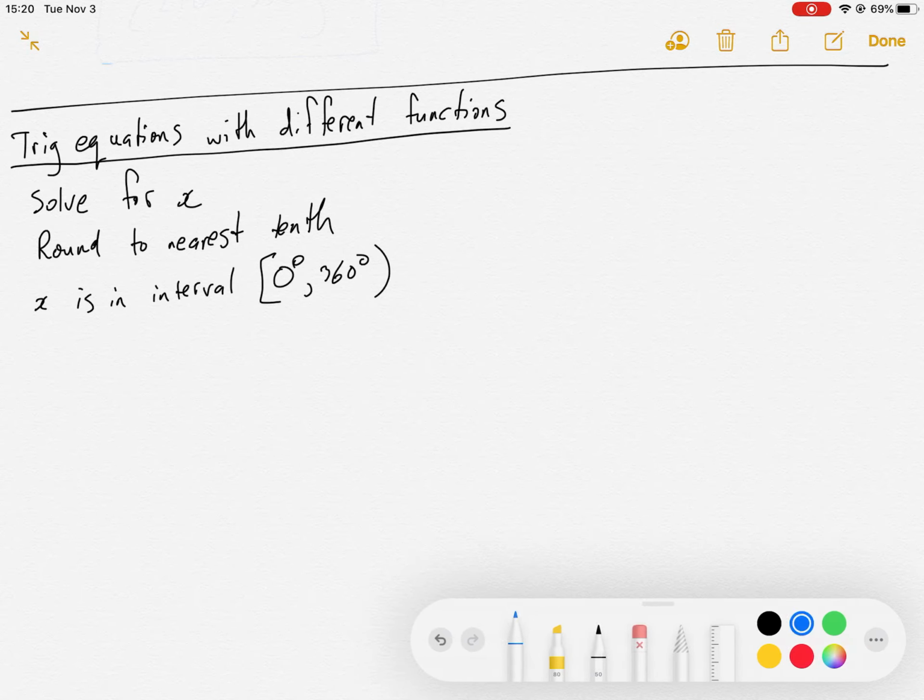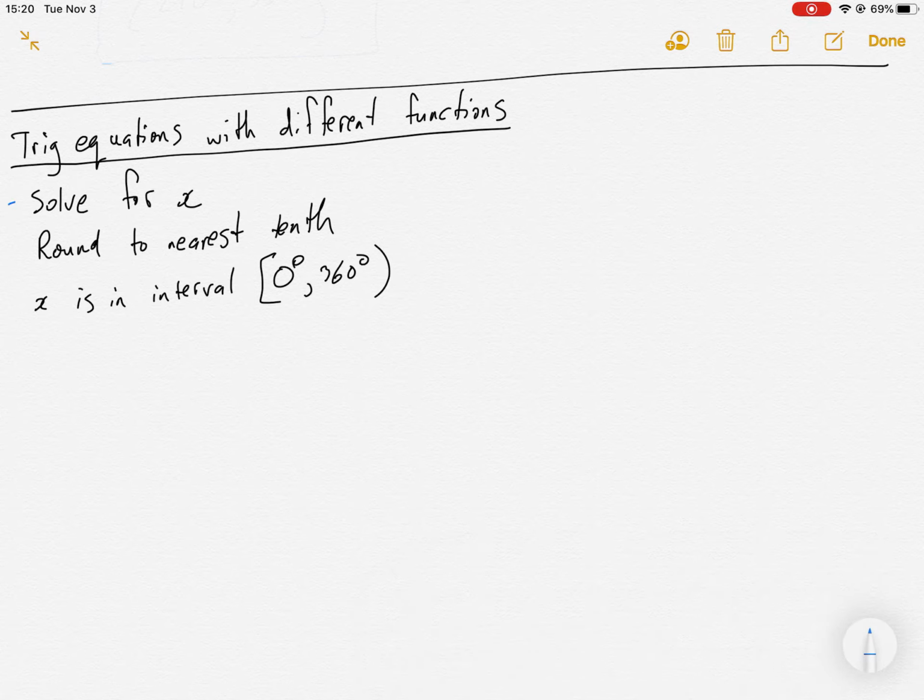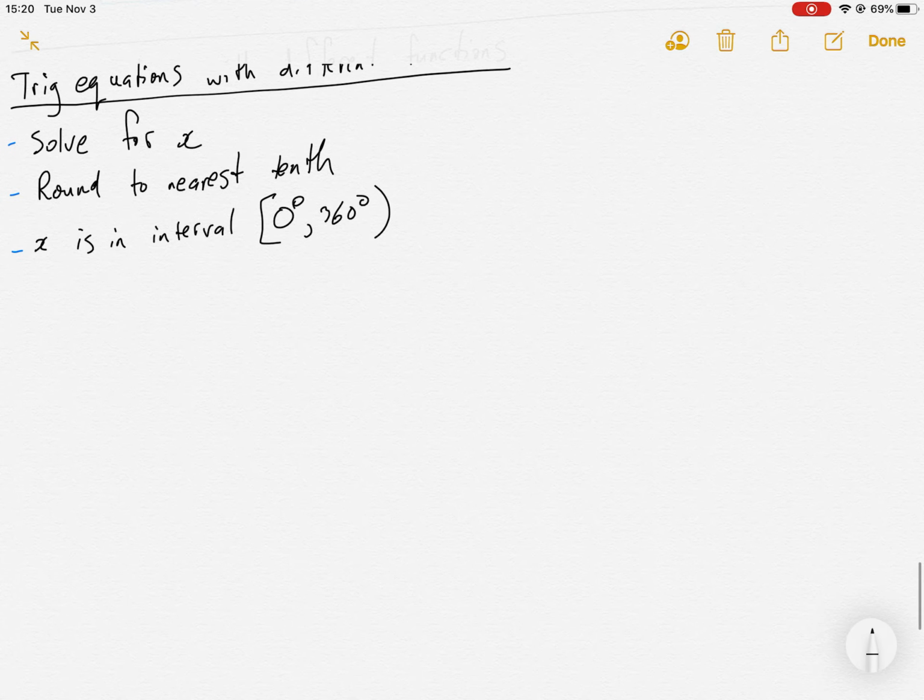Okay, so in the last video, we're going to talk about trig equations with different functions in them. So not just single tangent, sine, whatever it might be. We're going to use a couple different ones. Once again, we'll be solving for x. We're going to round to the nearest tenth of a degree. And I shorthanded this because I got tired of writing it. X is in the interval from 0 to 360, just like we talked about before, not including 360, but including 0. All right.